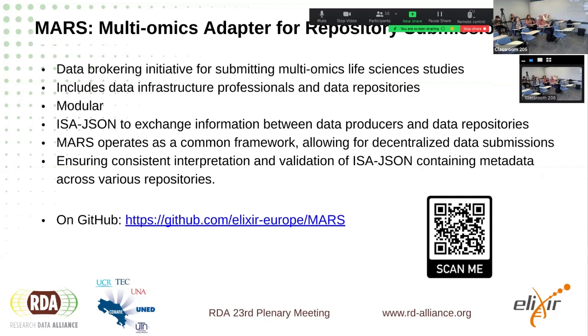Within this initiative, I think one of the unique selling points is that we work closely together with the repositories themselves at EBI, and with data infrastructure professionals who are hosting data brokering platforms or other adjacent platforms. The idea is that MARS will help out in doing all these submissions, and also make a difference in helping repositories accept metadata in a more standardized shape. The more technical parts, and more information on the project itself, can be found on the GitHub of ELIXIR Europe under the MARS repository. You can also use the QR code to find out more about this.